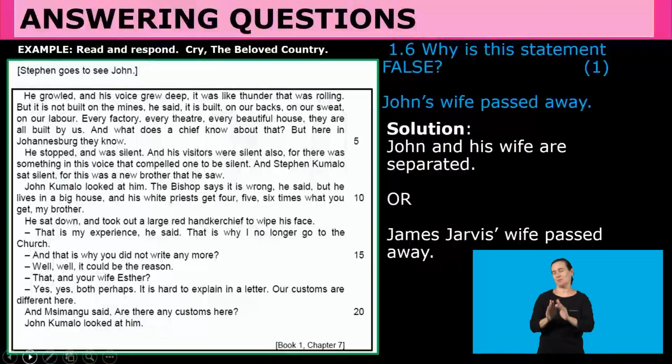The solution, John and his wife are separated. All right. And James Jarvis's wife actually passed away. All right. So the statement is false because it is not John's wife who passed away. It is James Jarvis's wife who passed away. All right. So you should be able to know that from your knowledge of the novel as a whole.